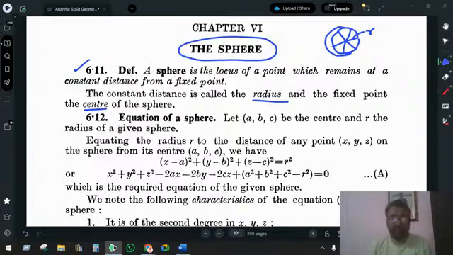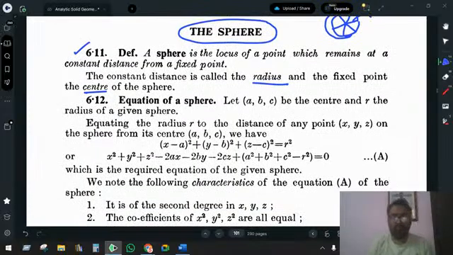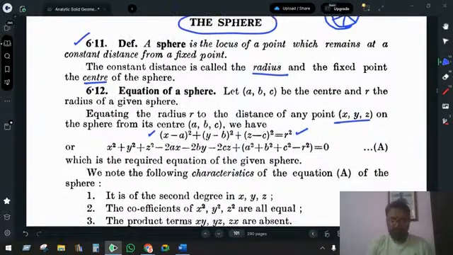And what is the equation of the sphere? Do you know the distance between two points is constant? It is the distance between a point on the sphere (x, y, z) and the center (a, b, c). So your equation becomes (x minus a) whole square plus (y minus b) whole square plus (z minus c) whole square is equal to r square, where r is the radius of the sphere. Okay, is this clear? Yes, sir.